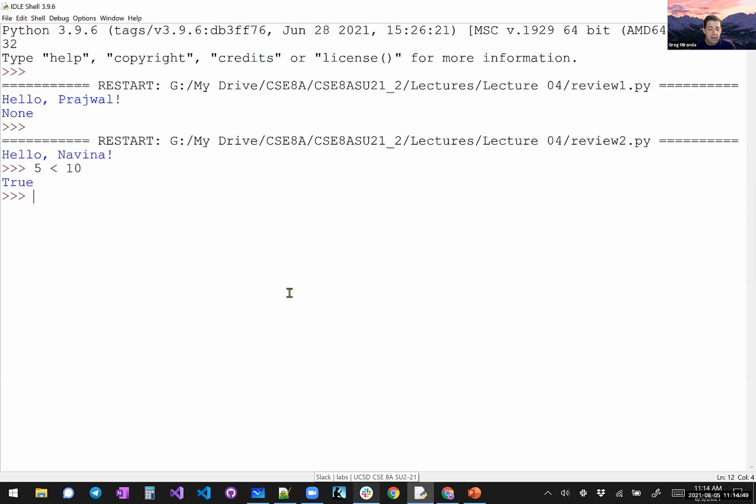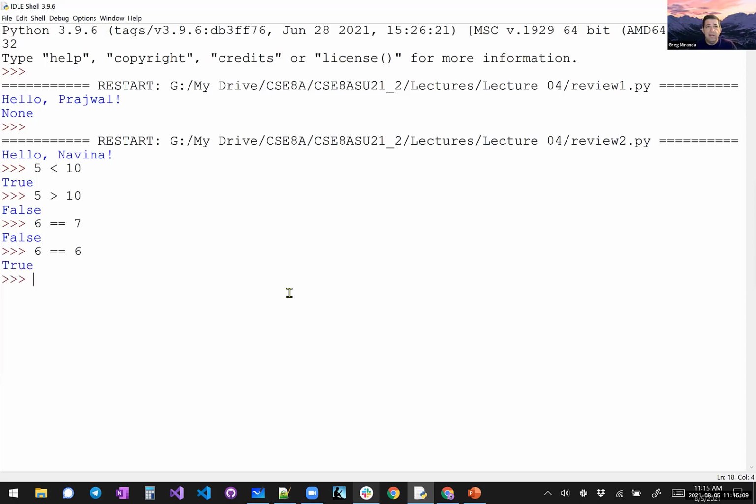Let's do some more. We did 5 less than 10, how about 5 greater than 10. That's obviously false, because 5 is not greater than 10. What about 6 equal to 7? Well, that's not true, so it's false. 6 equal to 6, that is true.